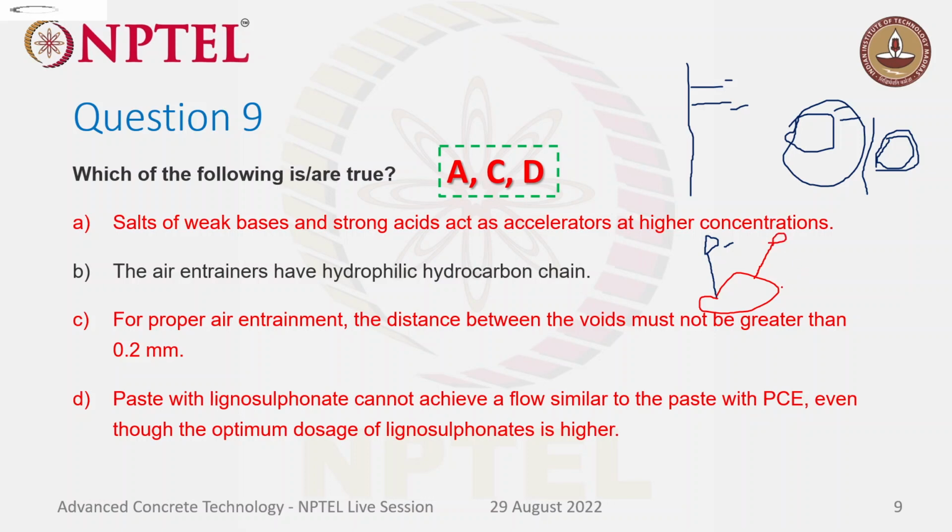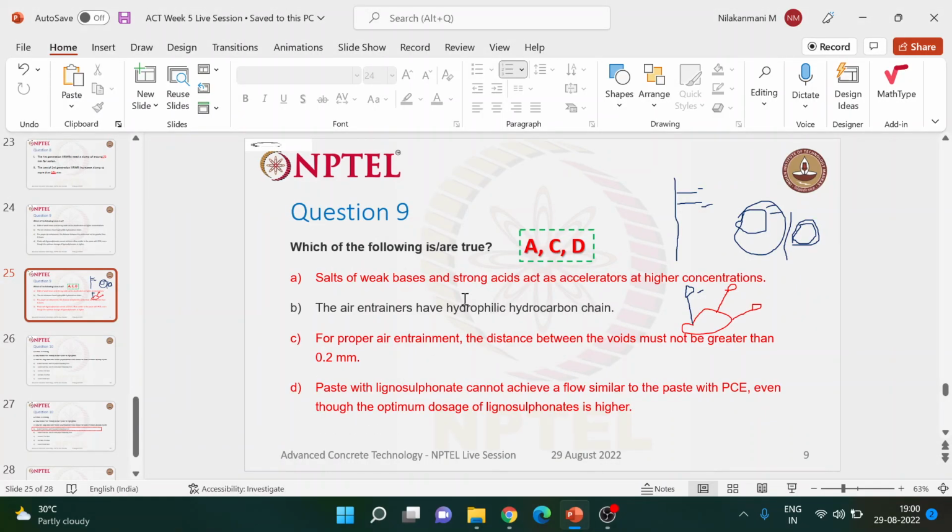So this hydrophobic polymer chain tries to keep the air bubble intact even while mixing and compacting. Not the big air bubbles, but the very small air bubbles. They try to keep the structure of the air bubble intact. That's how air entrainers work. This is the hydrophobic end, and this is the polar group in the opposite direction. Okay, I hope you guys got it right. If you have any doubts, you can ask me now. Sorry for the poor drawing here.